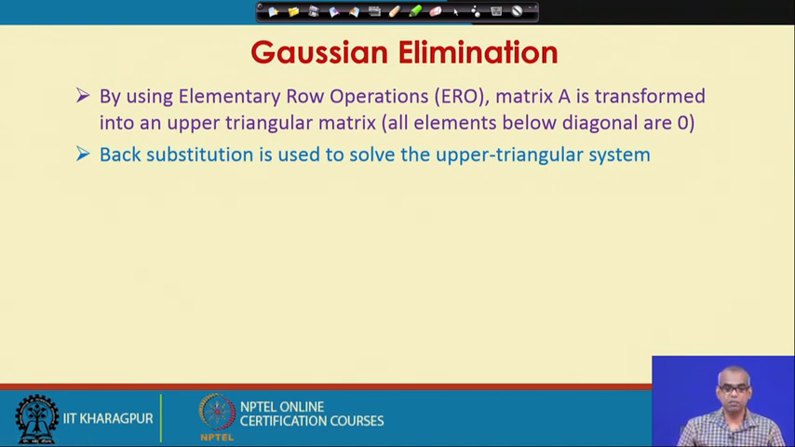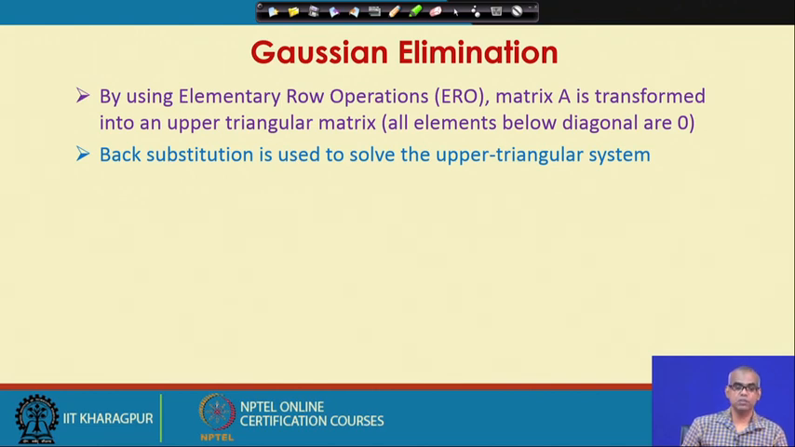Next, we will talk about Gaussian elimination, which is useful for solving a set of linear equations. By using elementary row operations, a matrix A is first transformed into an upper triangular matrix. Upper triangular matrix means all elements below the diagonal will be equal to 0. Then you can easily perform back substitution to solve the upper triangular matrix. So, Gaussian elimination is an efficient way of solving a set of linear equations.